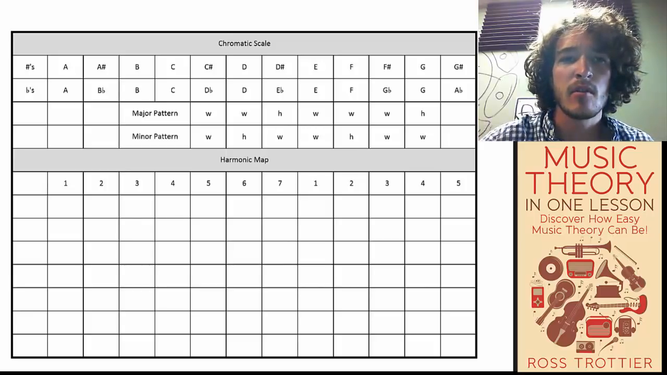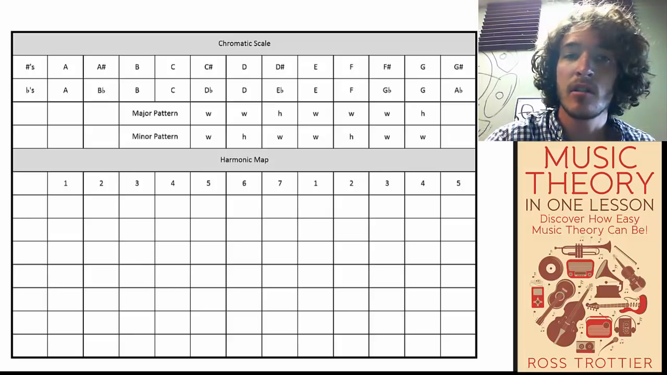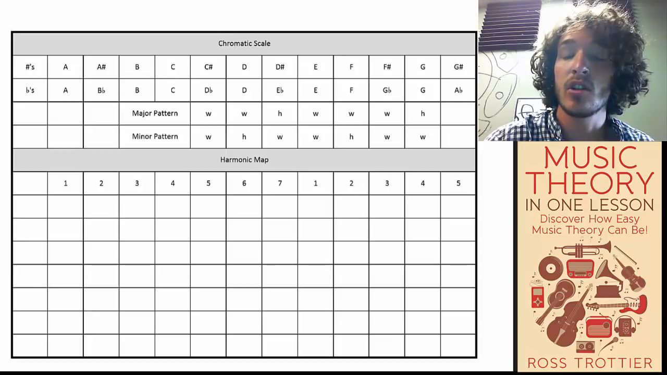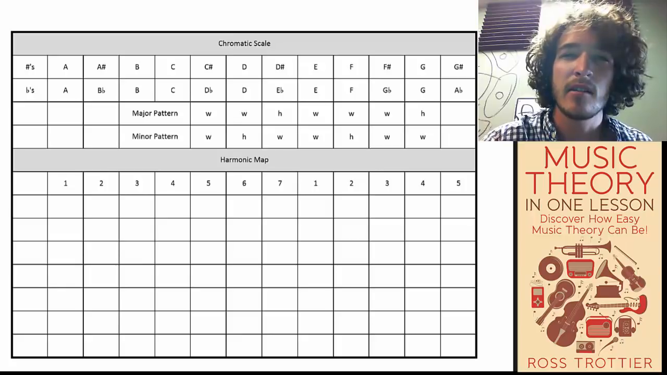So let's examine. We have A here, A sharp, which is a half step up, B, which is another half step, C, a half step up from B, C sharp, D, D sharp, E, F, F sharp, G, and G sharp. Those are all of my notes using sharps. We'll go into flats after this.